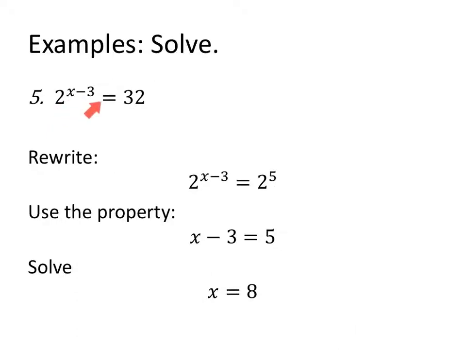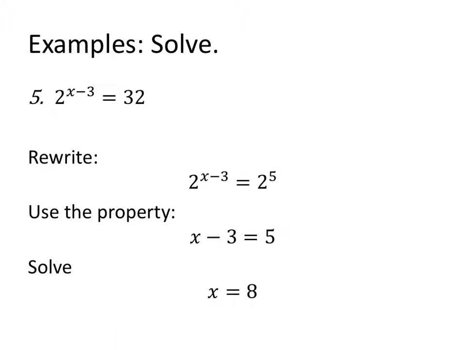If 2 to the x minus 3 equals 32, I'm a mathematician. I happen to know that 32 is a power of 2. So I would rewrite 32 as 2 to the 5th power. 2 to the x minus 3 equals 2 to the 5th, so it must be that x minus 3 equals 5. If x minus 3 equals 5, add 3 to both sides, and I get x equals 8.